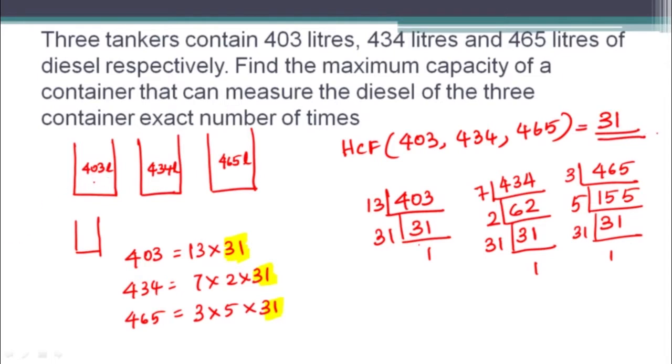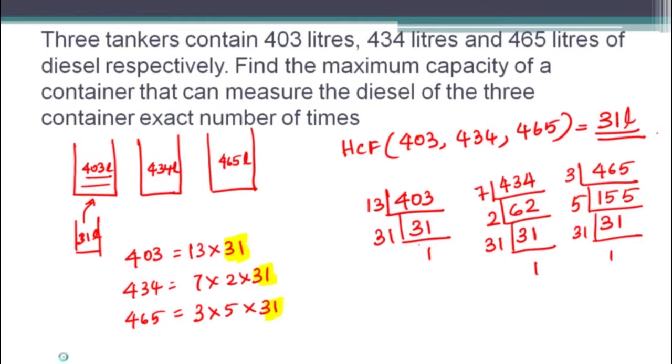So if you see, 403 is completely divisible by 31. If I measure the amount of diesel, that is 403 liters, using this container which measures 31 liters, I will have to measure it 13 times. Similarly, if I am measuring this 434 liters using this container, how many times will I have to measure it exactly? 434 divided by 31, that is 14 times. Similarly, to measure 465 liters using this container, I will have to measure it exactly 15 times. So our correct answer here is 31.